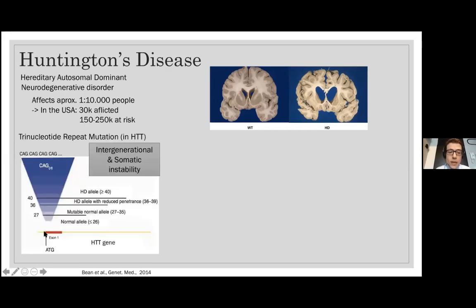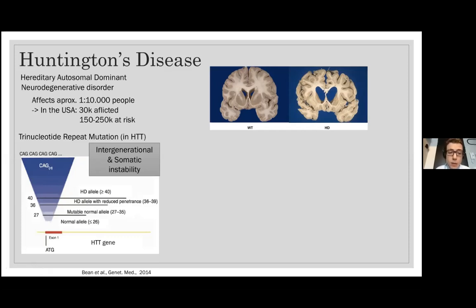So it's caused by a mutation in the HTT gene in exon 1, and it's a special type of mutation. It's a trinucleotide repeat mutation. So in this portion of exon 1, there is a repetition of CAG, CAG, CAG, and usually the number of repeats is below 26, but in some people it is above 36, and there is a reduced penetrance. So there is a chance that the person will develop Huntington's disease.